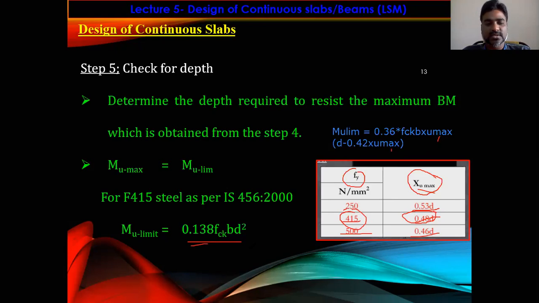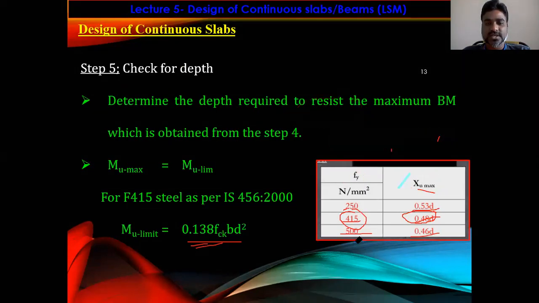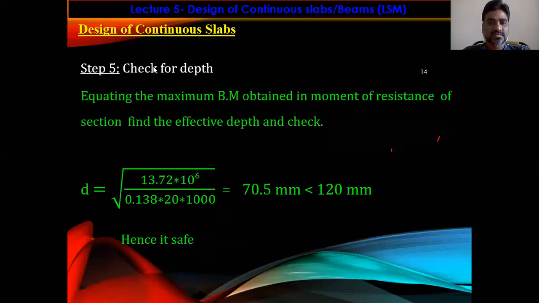This is M_u limit, and this M_u limit is equal to your maximum bending moment. What is the maximum bending moment? So this is your maximum bending moment. Equate and find out the depth required, right? From this, if I simplify the equation, d is equal to the root of 13.72 into 10 power 6 by 0.138 into 20 into 1000. Here b is 1 meter we have considered, that is 1000 mm.